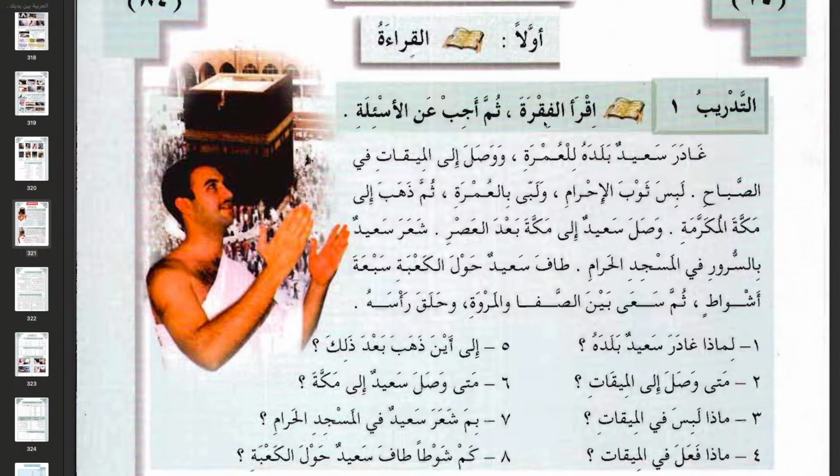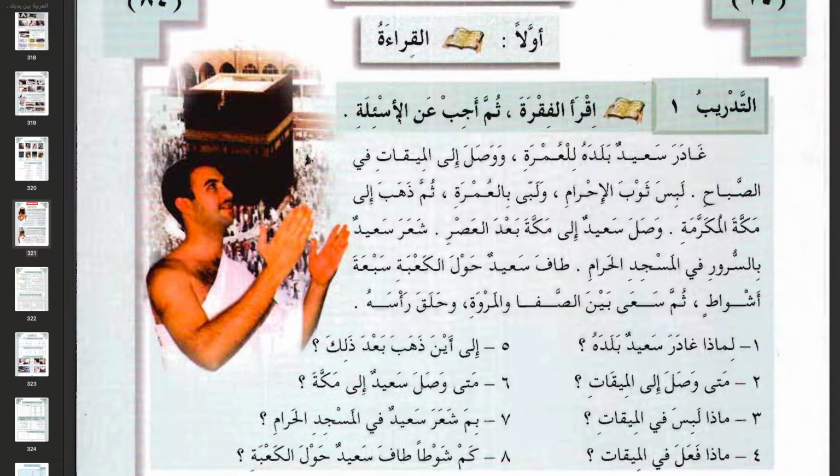اقرأ الفقرة ثم أجب عن الأسئلة. Right, read the paragraph, and then ثم أجب, then answer the questions. ثم أجب عن الأسئلة. Now note, this expression came throughout the book. Now note this verb أجب, it's used with this preposition عن.